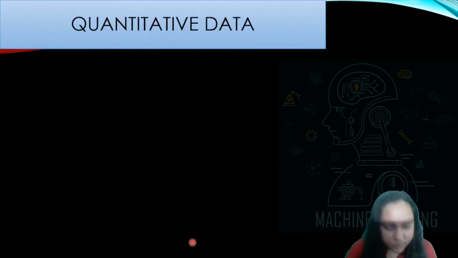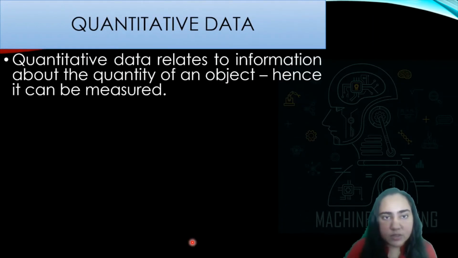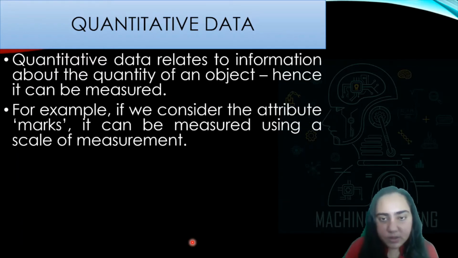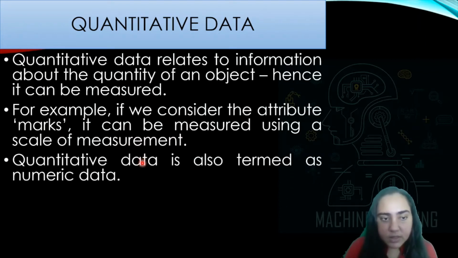The next type of data we have is the quantitative data. We know that we already saw qualitative data. Now we are going to see the quantitative data type, which relates to information about the quantity of an object. So it can be measured. It's not just about quality, it's about quantity, so it can be measured. For example, if we consider the attribute marks, it would be quantitative because you could use a scale of measurement and measure somebody's marks. And it is sometimes also called numeric data.